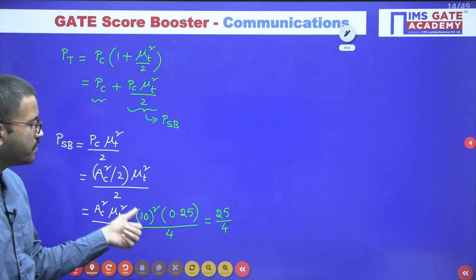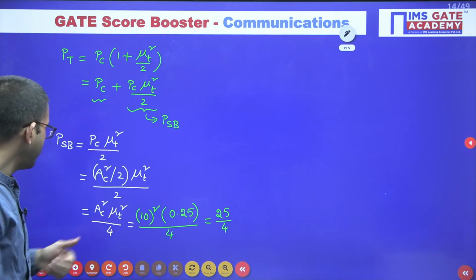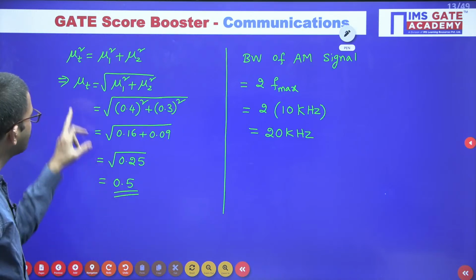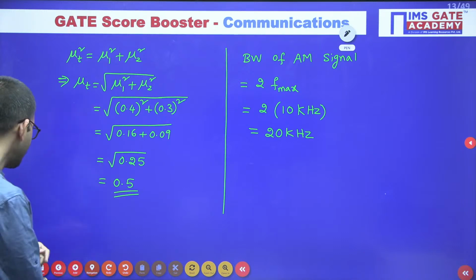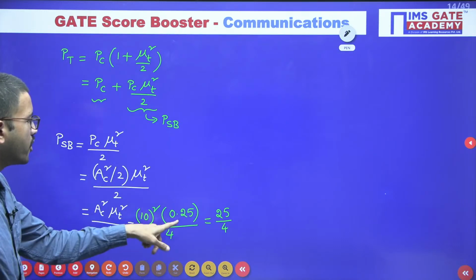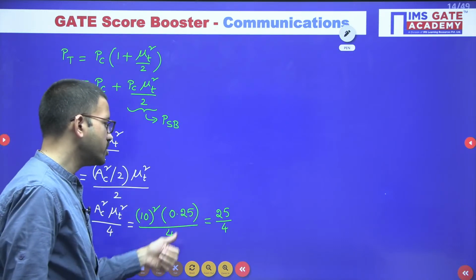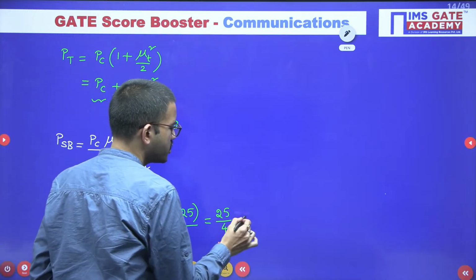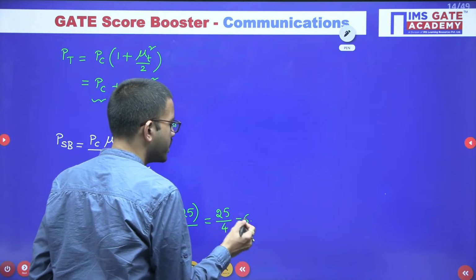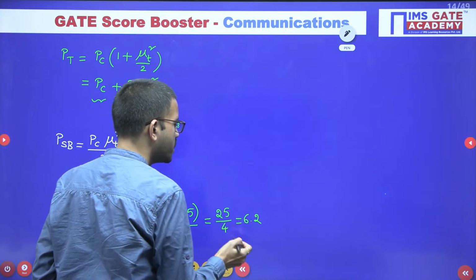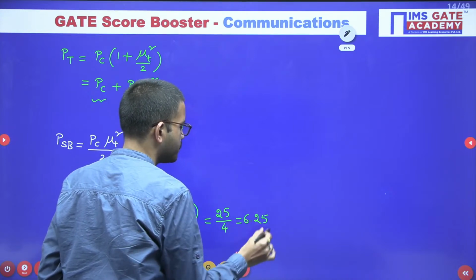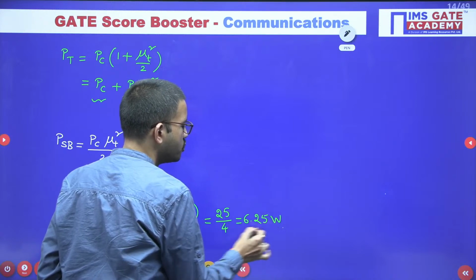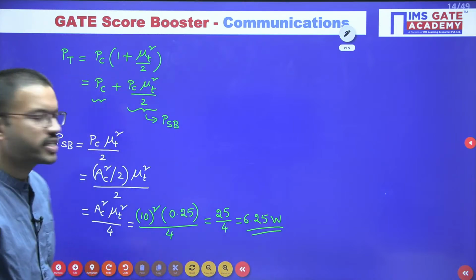Yes, AC square is nothing but 10 square and mu t square. Mu t value we got 0.5, 0.5 whole square is 0.25, right? 0.25 into 100 is nothing but 25 divided by 4. Okay, so 25 divided by 4, you will get 6.25.